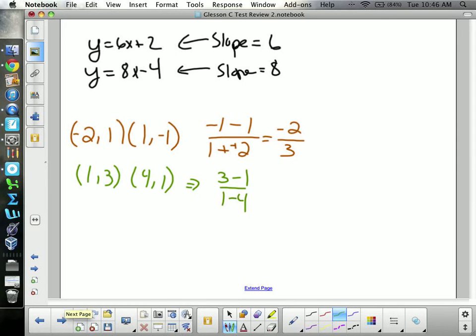Now some of you are going, wait, stop, wait a minute. You have to do y2 minus y1. You just did y1 minus y2. Is that okay? Yeah, it is, so long as I'm consistent. I mean, who's to say this is point 1 and this is point 2? I could say this is point 1 and this is point 2, couldn't I? As long as I'm consistent, as long as I choose this y first, I just have to put this x first. So it doesn't matter. So 3 minus 1 is 2, 1 minus 4 is negative 3.